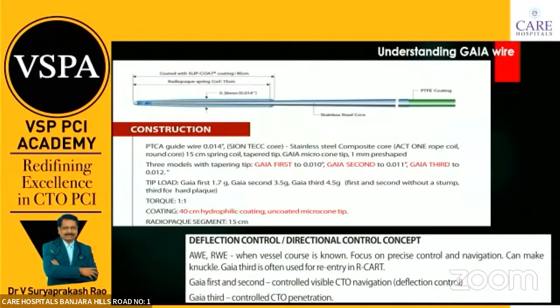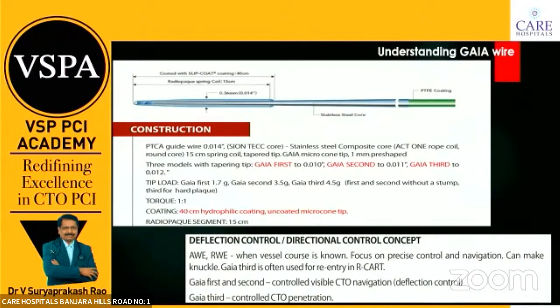Making a 1 millimeter pre-shaping needs a lot of experience and expertise. So if you have a pre-shaped wire, it is easy because the tip is 1 millimeter pre-shaped. You can easily track through a collateral. The importance of the Gaia series of wires is they have 1:1 torque transmission. So if you torque 1, it goes 1. And the tip load of Gaia first, second, and third varies from 1.7, 3.5, and 4.5.